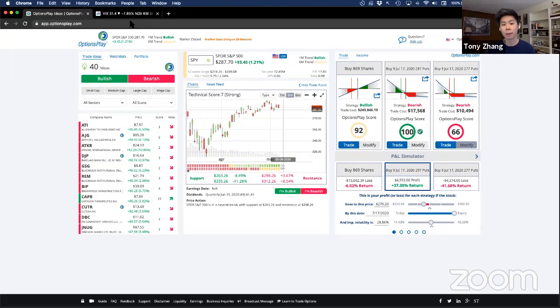So when we're in this current phase right now, the best thing to do is to make sure that we think about collecting premiums, selling covered calls, selling cash secured puts. Sorry, not cash secured puts. I don't think you want to do that right now. You want to sell credit spreads right now.